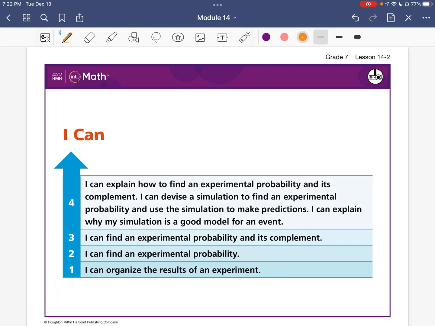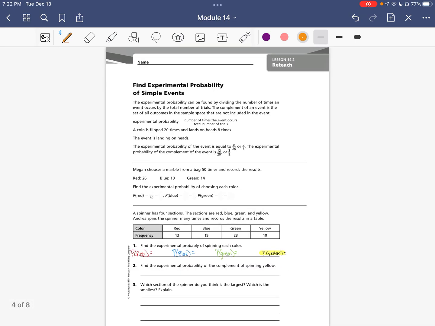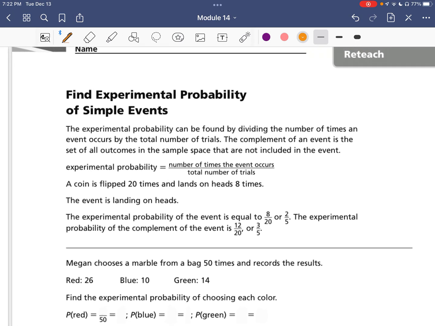Here is grade 7, module 14, lesson 2. I can find an experimental probability and its complement. All right, so we have some vocab here.